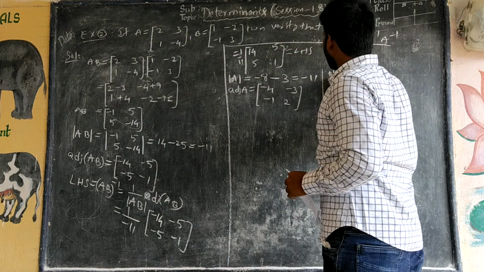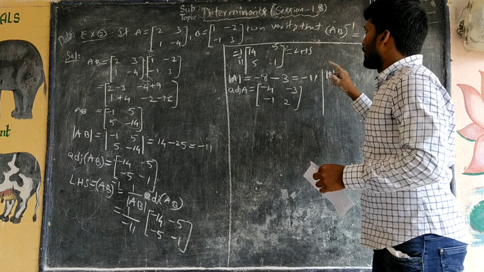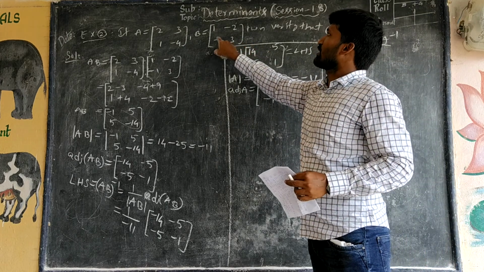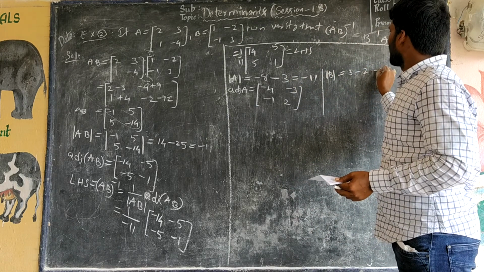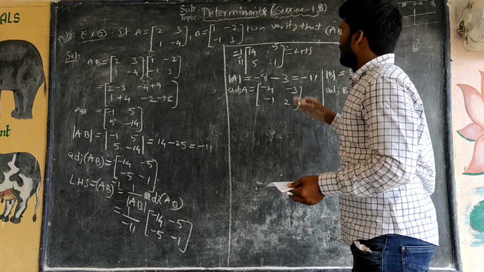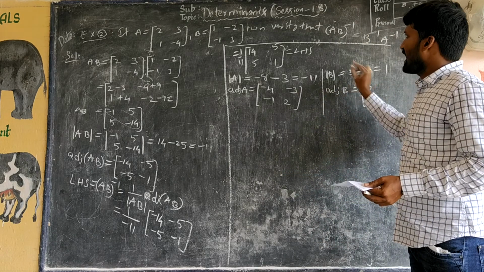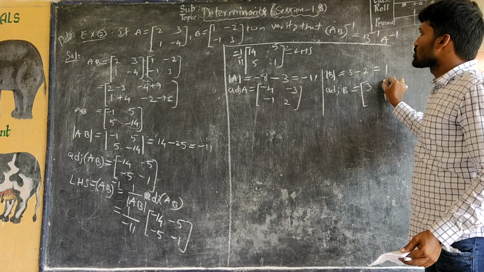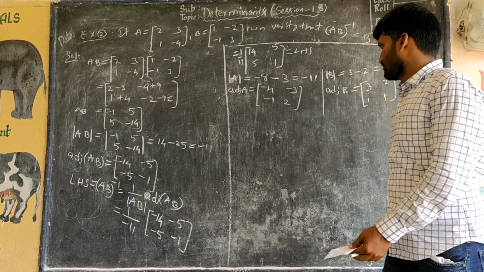Next, parallelly, I will find det B also. Det B, what will we get? 1 into 3, 3, minus 1 into minus 2, it's plus clearly, 3 minus 2, what? 1. Next, find the adjoint B matrix. Adjoint B means interchange the diagonal elements: 3, 1. Change the sign for minus 2, minus 1. Here 2, 1 we will get.